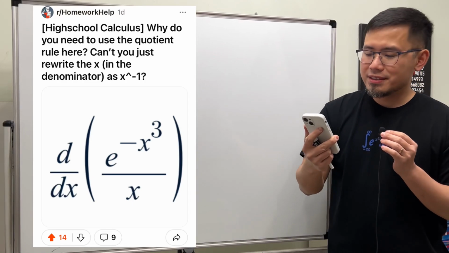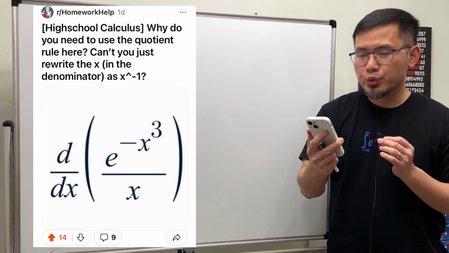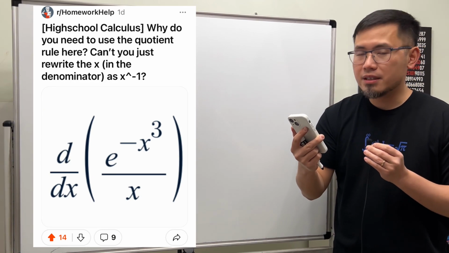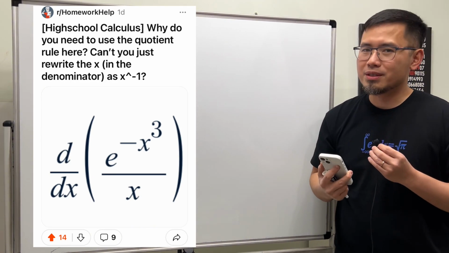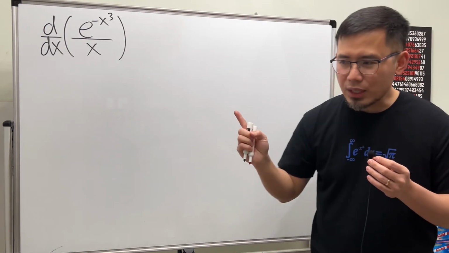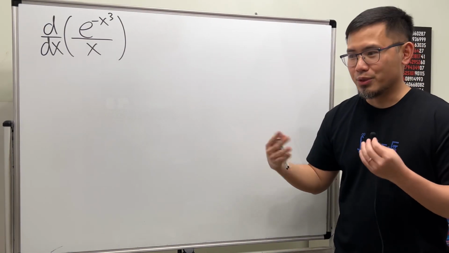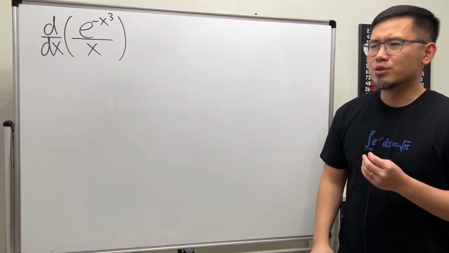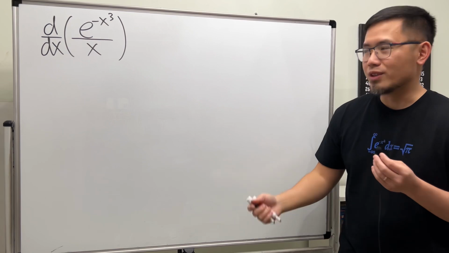High school calculus. Why do you need to use the quotient rule here? Can't you just rewrite the x in the denominator as x to the negative first power? The answer to your question is yes, and then after that, you will just have to use the product rule and of course the chain rule and so on, right? So let me just demonstrate both will give you the same answer. So perhaps just depending on your preference.